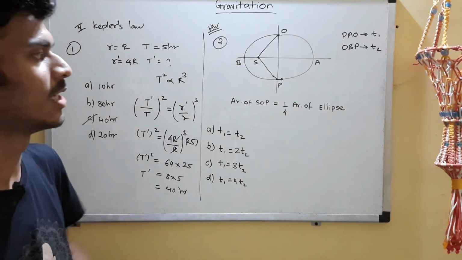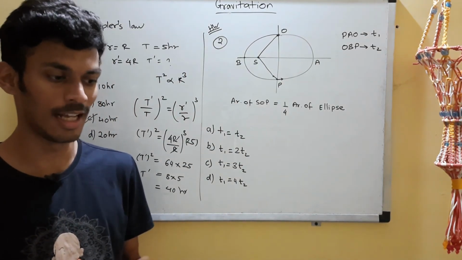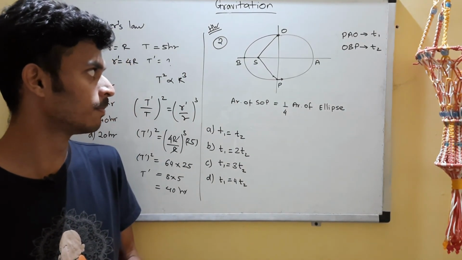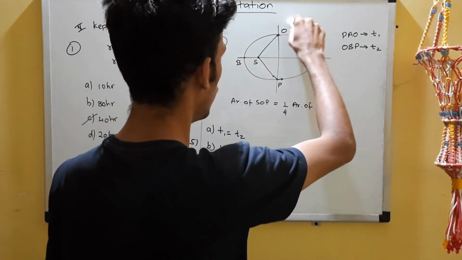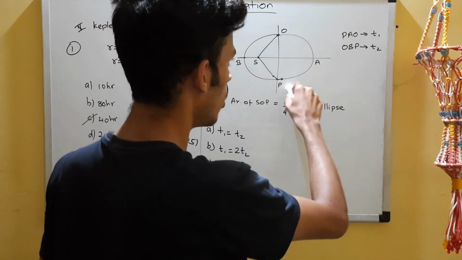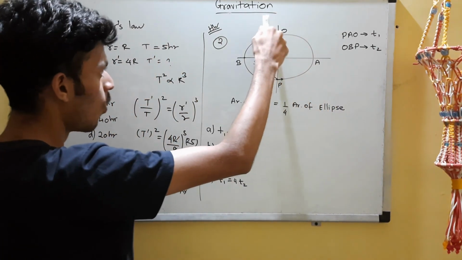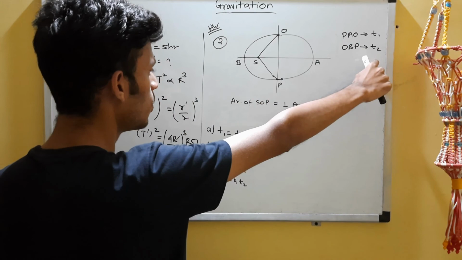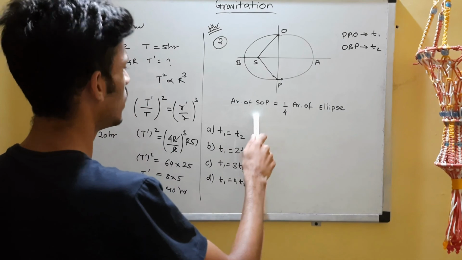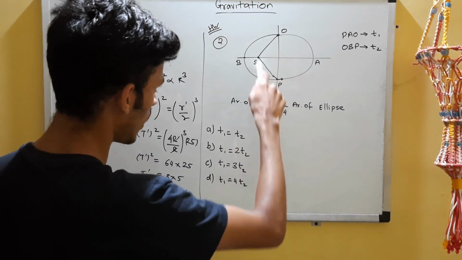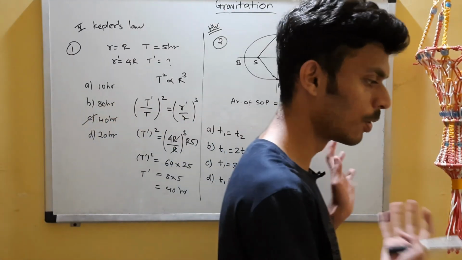Now this question is your homework question. As I said, it's based on the concept that areal velocity is constant. You are told that the time taken to travel the distance POA by a satellite is T1, and the time taken to travel the distance OBP is T2. You are supposed to find the relationship between T1 and T2. It is also given that the area of SOP, this triangle over here, is 1/4 of the area of the ellipse. Do give this question a try.